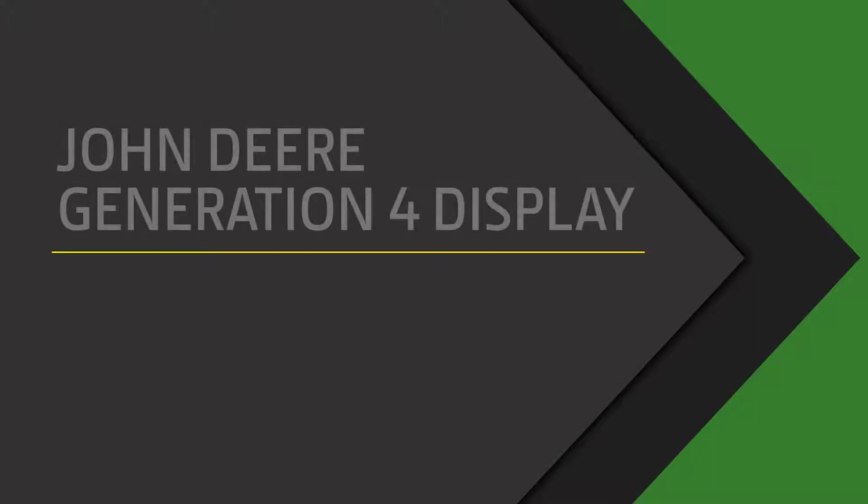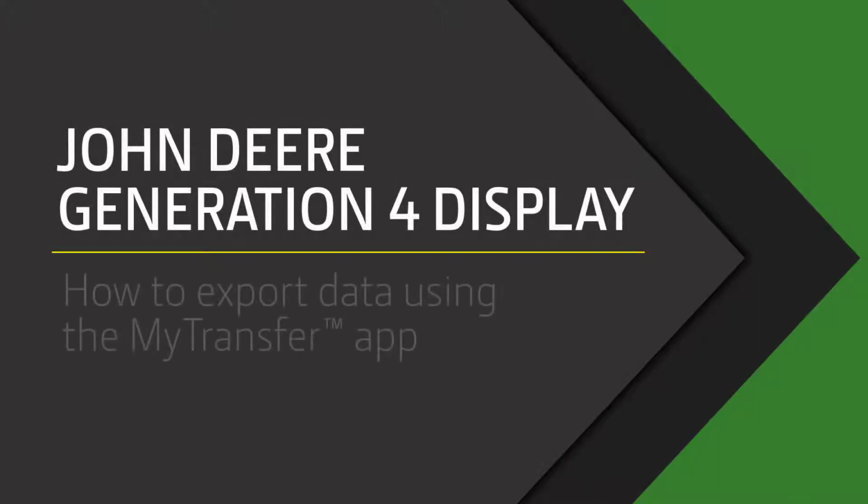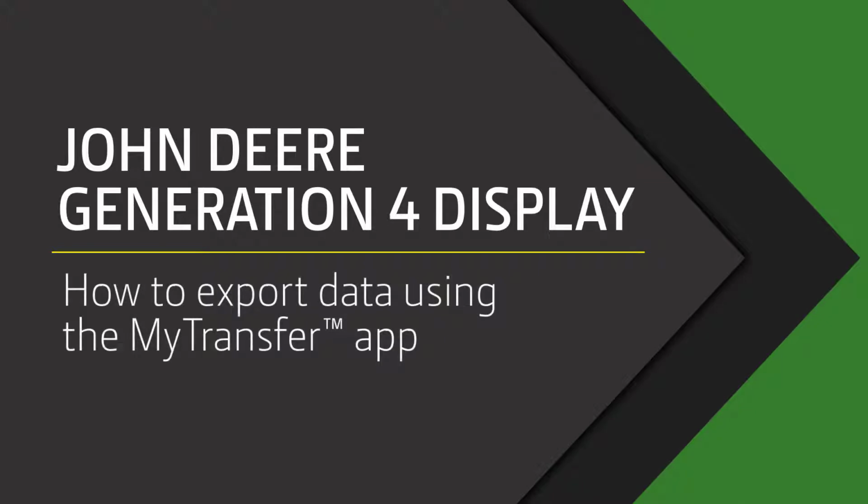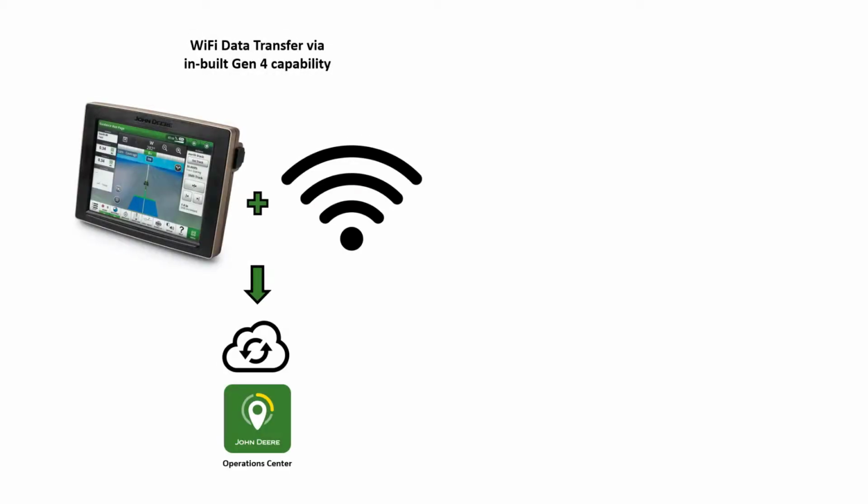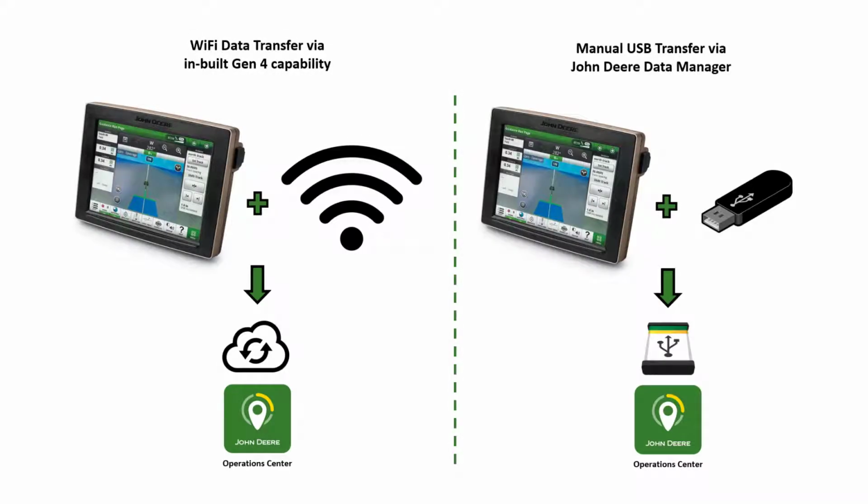In this video, we're going to show you how to transfer setup and work data from your Generation 4 display to the John Deere Operations Center using the MyTransfer app. If you don't have a JD-Link connected machine, the MyTransfer app is one of the various other options for transferring your data. The other methods, including Wi-Fi transfer and USB transfer through Data Manager, are covered in separate videos.